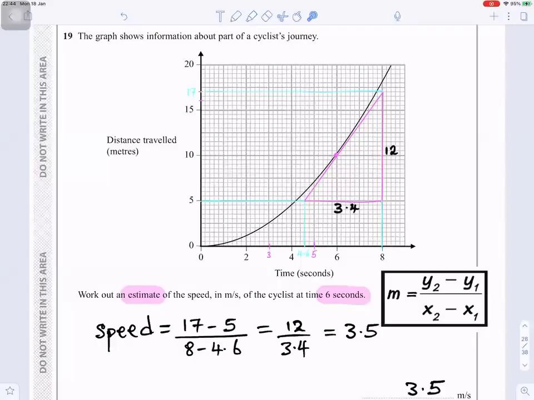So what we want to do first is go to 6 seconds, and we go straight to the graph. We want to draw a big triangle, a triangle where you can read the numbers on the x-axis easily and the y-axis easily. Because we can read those numbers easily, we can work out these lengths. The rise is 12 divided by the run, 3.4. So 17 minus 5 is 12, and 8 minus 4.6 is 3.4. And the gradient will be 3.5. That's an estimate of the speed, 3.5 meters per second.